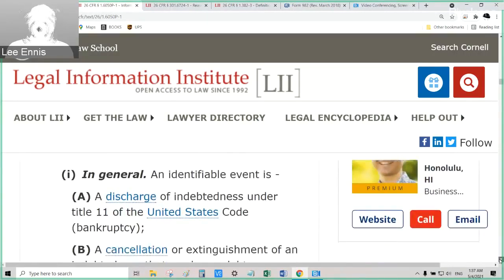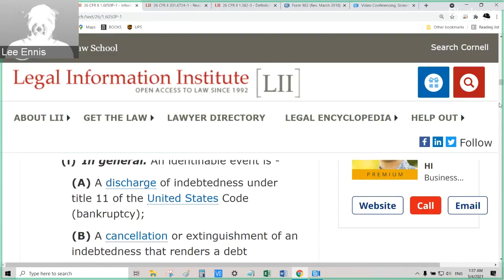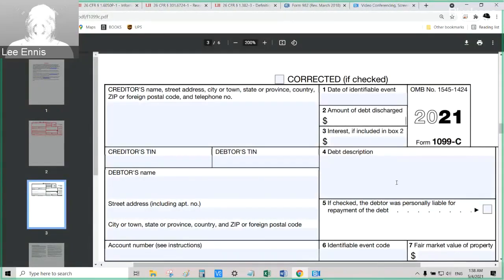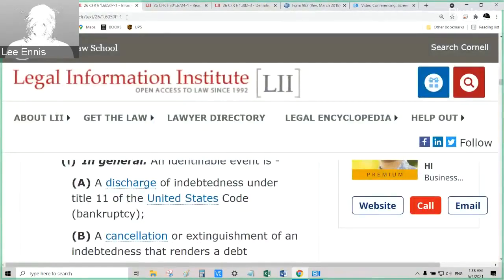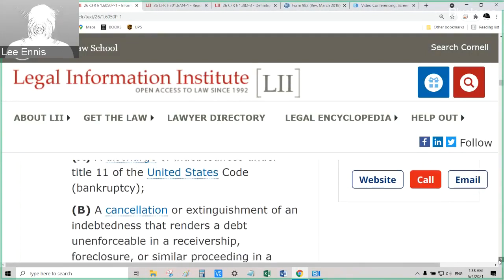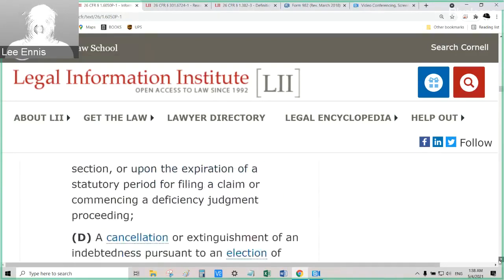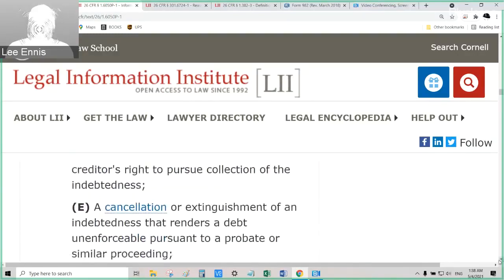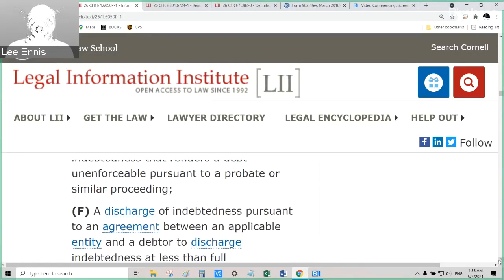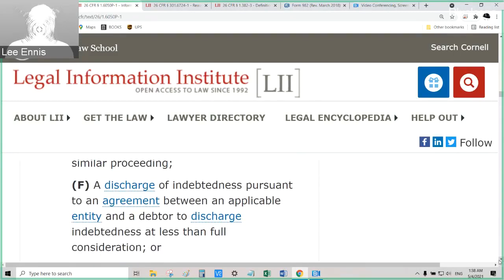All right, so these are the identifiable events, okay? So one of these has to happen, and it must be listed here in box 6, the identifiable event code, as well as the date of the identifiable event. All right, it's going to be pretty simple, pretty straightforward. I'm not going to go over all of these, only the things that are most used, right? Again, we're talking about, if this is happening in bankruptcy, you're not going to use this thing.